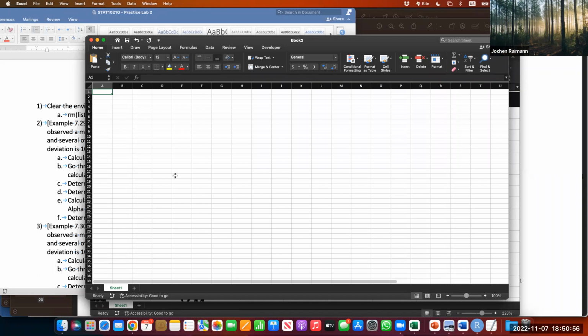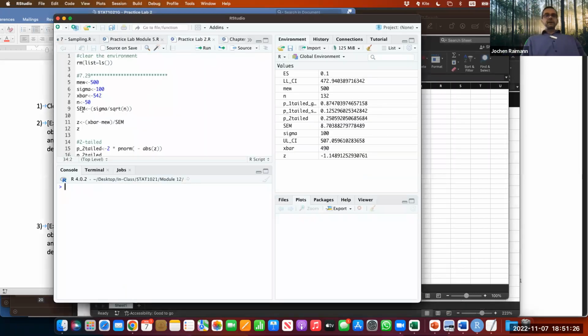Yes? The Word document is in assignments, practice lab. It should be at the very end of your modules, module 12. It should be on both the module and the assignments. Do I need to open R Studio? R Studio, please.